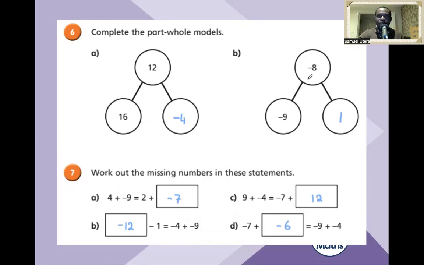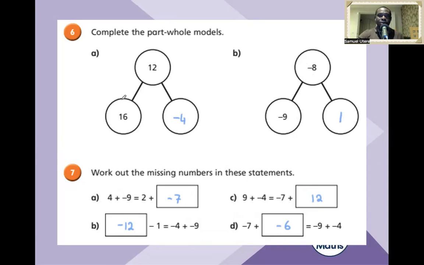Here you have -8 here. What do you have to add to -9 to get -8? So you could use your number line to think about it. If I am at -9 and then to get to -8, I'm going to have to do one step to the right. So it means I'm adding 1.